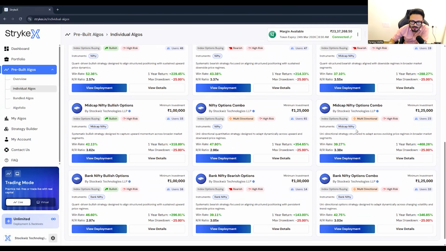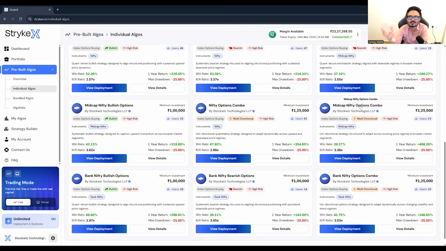Now, if you ask me, which one should you choose amongst the 3? Nifty options combo. If you are saying, I want to deploy more than one combo, then should I go with mid-cap or should I go with Bank Nifty? I would recommend you to go with Bank Nifty. If you are saying that I am okay with high risk, then I will say go for mid-cap Nifty, because mid-cap Nifty has slightly higher slippage as compared to Bank Nifty and Nifty.